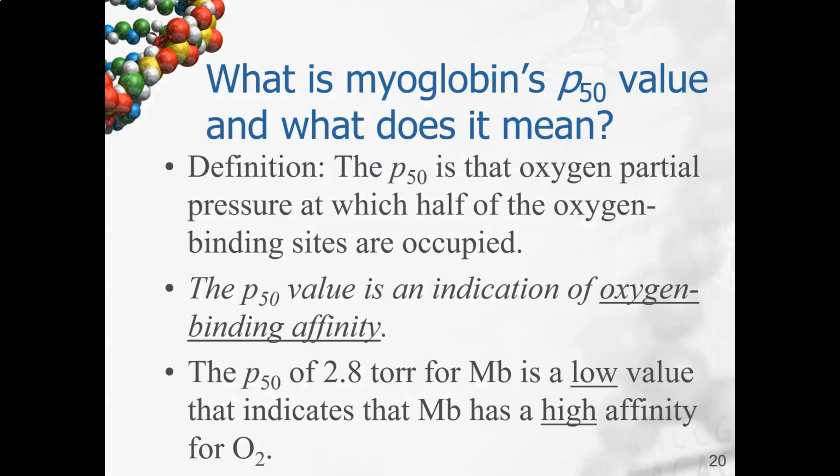So that's a fairly low value. I only have to get the oxygen partial pressure to 2.8 torr for myoglobin to have half of its binding sites occupied. So this low P50 indicates a high affinity for oxygen. And in fact, that's what we're going to use the P50 value to mean. It's an indication of oxygen binding affinity. So again, the P50 is that oxygen partial pressure at which half of the oxygen binding sites are occupied. And if that value is low, we don't need to get the oxygen partial pressure very high for half of the binding sites to be occupied.